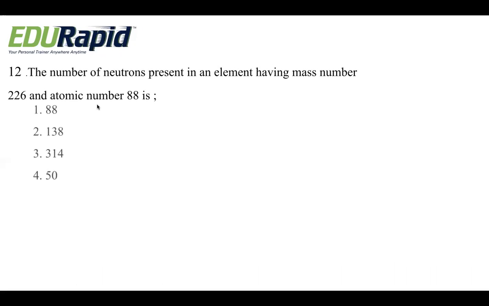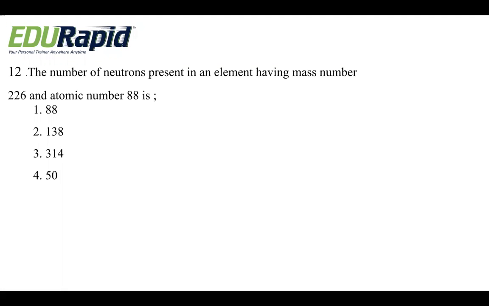The number of neutrons present in an element having a mass number 226 and atomic number 88 is? They have given the mass number and the atomic number, and they are asking us to find out the number of neutrons present in it. The options are 88, 138, 314, 50.